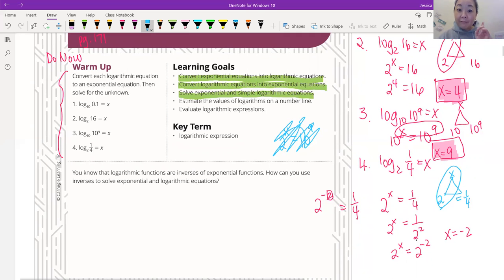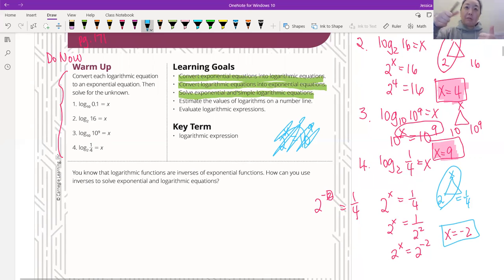Remember the power of negative exponents, right? So that's the same thing as 2 to the -2 power, right? So therefore, if 2 to the x is equal to 2 to the -2, well, x better equal -2, right? Just like how we said before. So there's our answer.